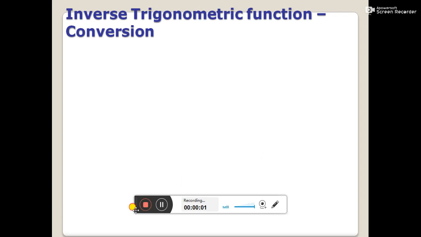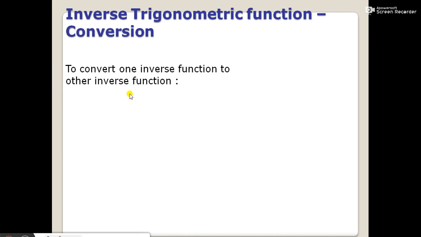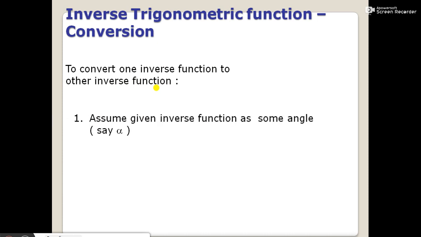Yes, welcome back to the inverse trigonometric class. Today we have to do the conversion of some inverse trigonometric functions. In this conversion, we have to convert one inverse function to another inverse function as per the requirement of the statement. In this, we have three steps.